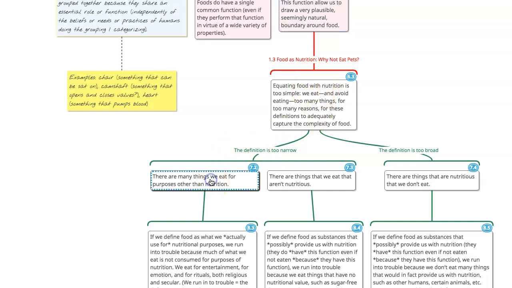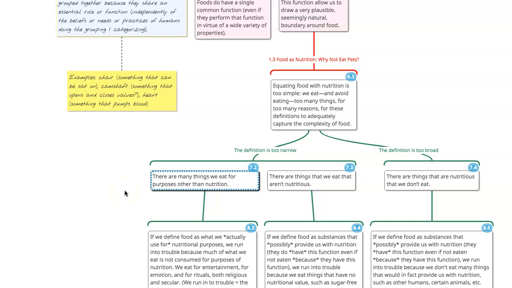One, there's the objection, or the support for this objection. It's too simple in that the definition seems too narrow. It seems to leave out things that count as food. And it also seems too broad. It seems to count things as food that it's weird to count as food. So let's look at the too narrow side.